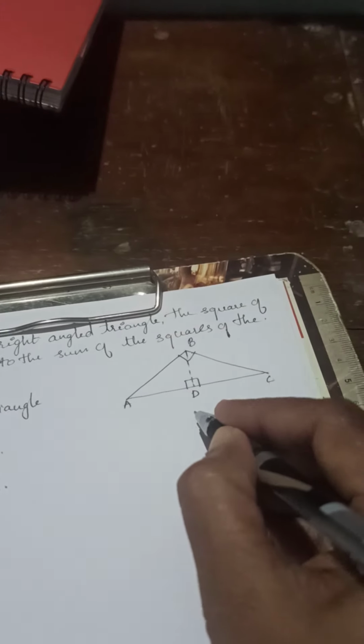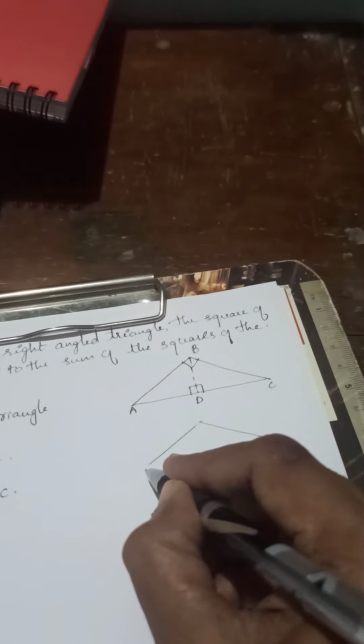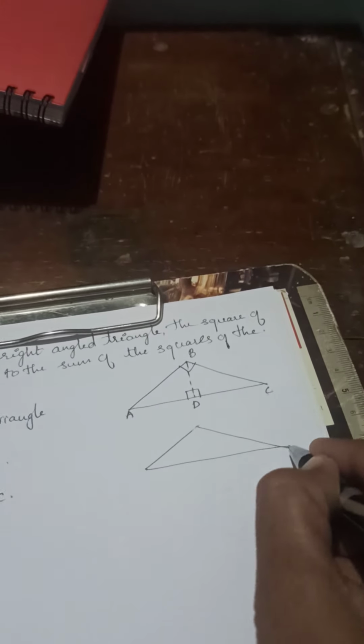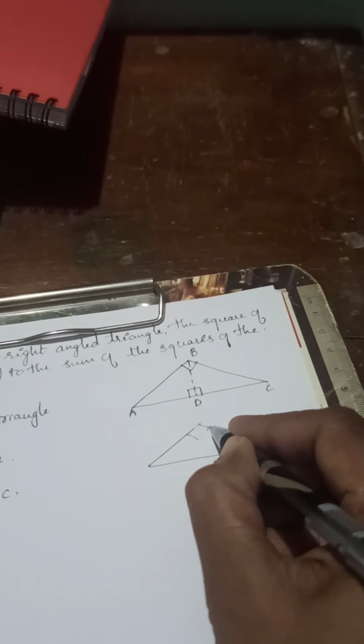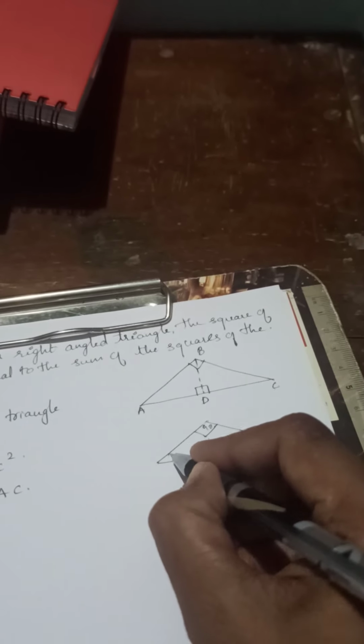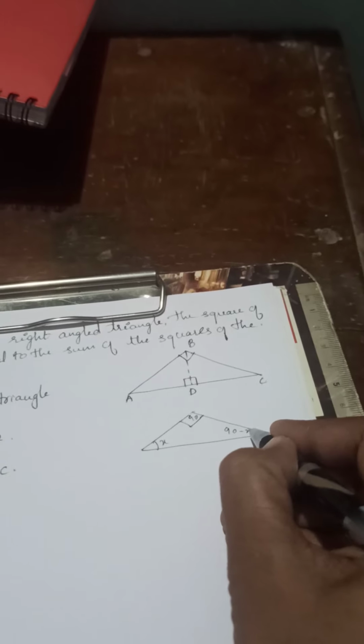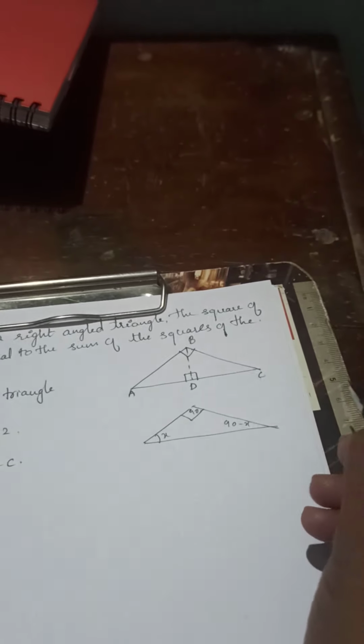See here, you have to remember this. If this is a right angle triangle, this is 90 degree. One angle will be x, the other angle will be 90 minus x. So minus x plus x cancel, 90 plus 90 is 180.